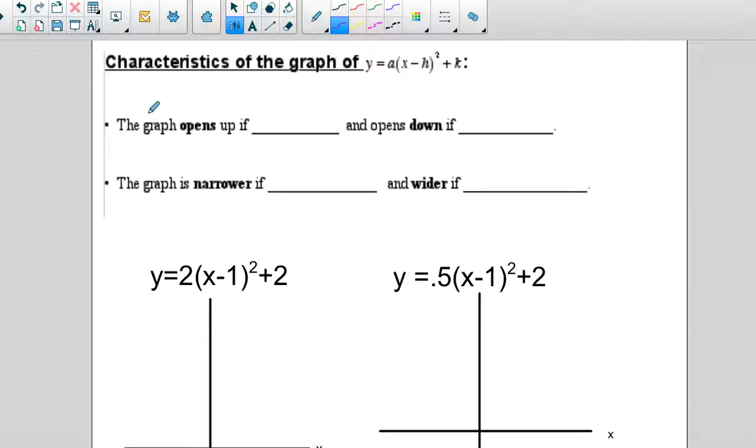And we should probably know these, right? The graph opens up if, well, since a is the same letter, it's recognized as the same thing as in standard form, which is ax squared plus bx plus c. So it's still deciding whether or not it opens up or down. If we remember, it opens up if a is positive, meaning a is greater than 0, and it opens down if a is negative, so less than 0.